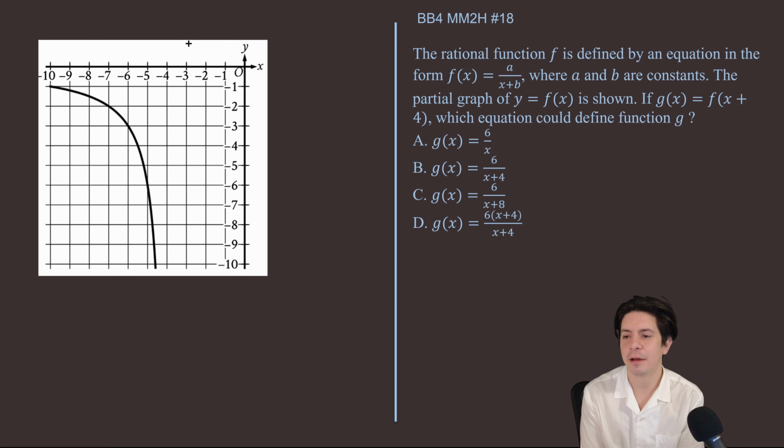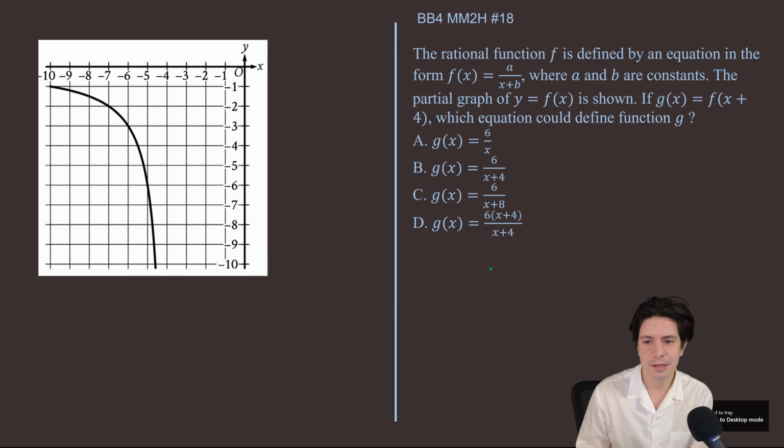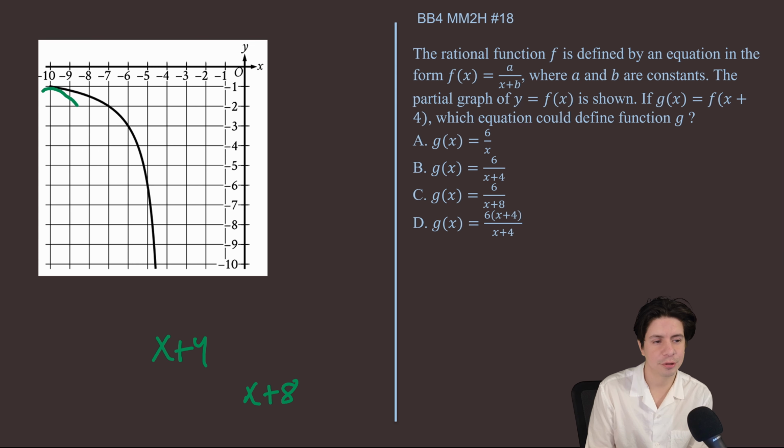The rational function f is defined by an equation in the form f of x equals a over x plus b, where a and b are constants. The partial graph of y equals f of x is shown. If g of x equals f of x plus 4, which equation could define function g? So what's happening here, right? Let's look at this. We have an asymptote sort of around negative 4, so our original one should be over x plus 4. And we're adding 4 to x, so that should become x plus 8. We're basically shifting 4 to the left, so our new one would go over here. Which one is x plus 8? It's not A, not B, it is C, and it's not D.